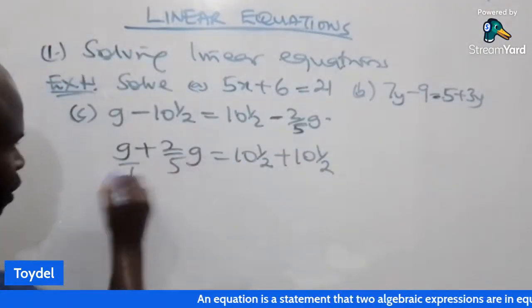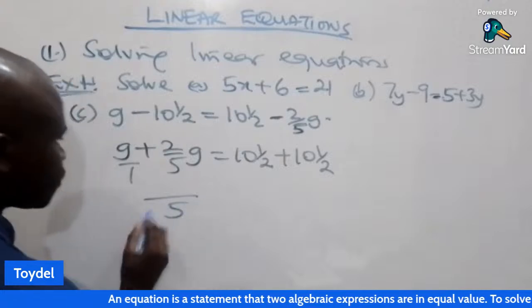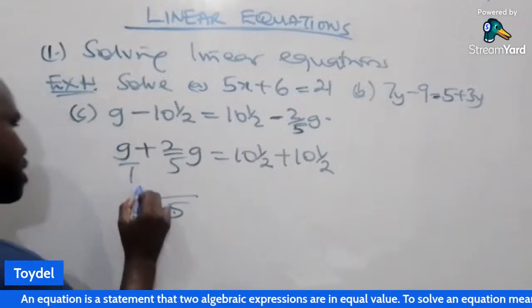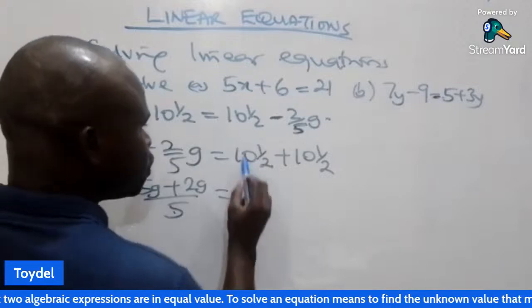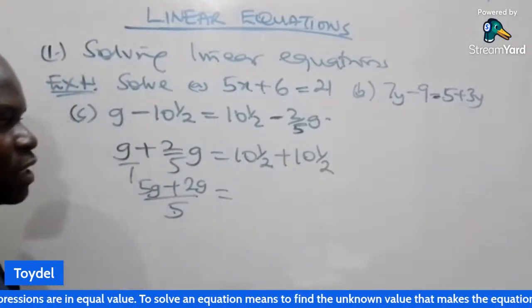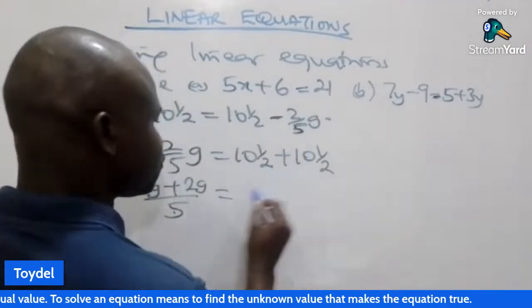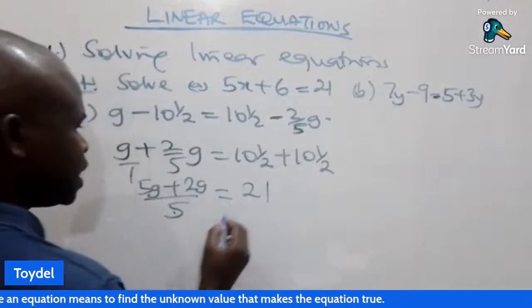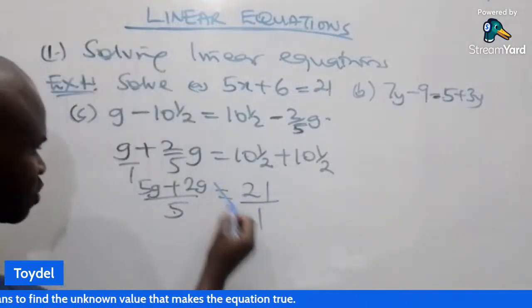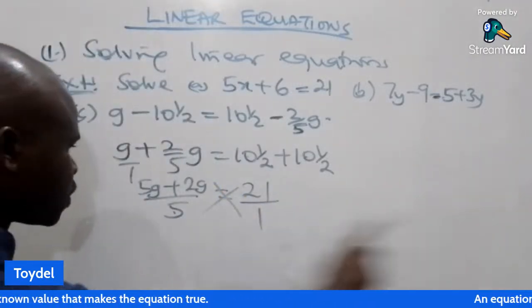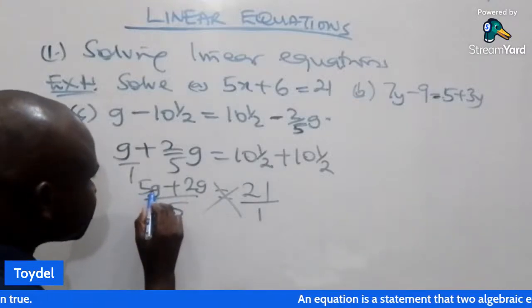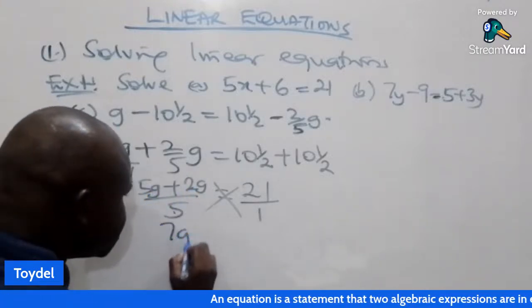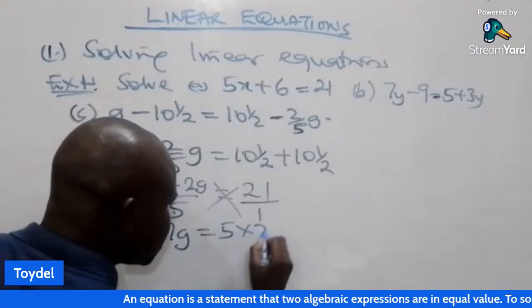So we take the LCM here, which is 5. 1 in 5 times G. This is 5G plus 2G, will be equal to 10 plus 10, that's 20. Then half plus half is 1. So we have 21. Then when you have something like this, you cross multiply to be able to get it on a straight line. So we have 5G plus 2G is 7G. It's equal to 5 multiplied by 21.